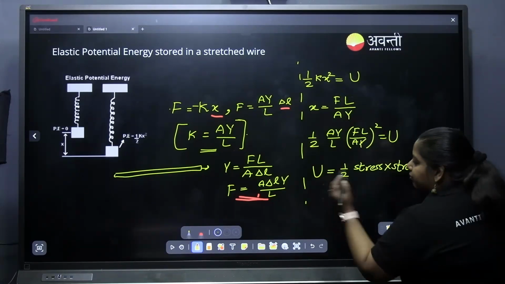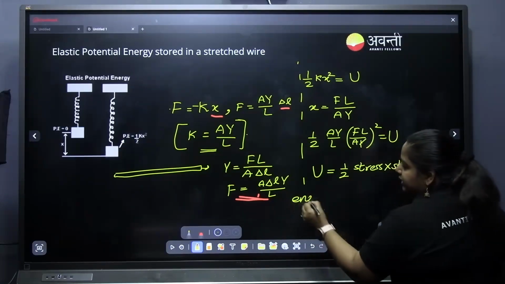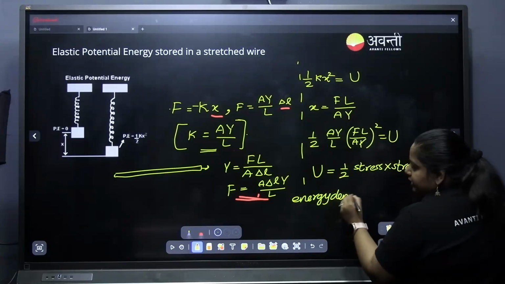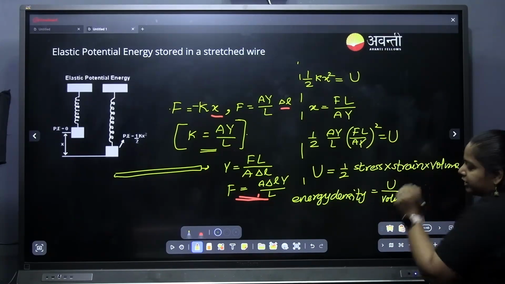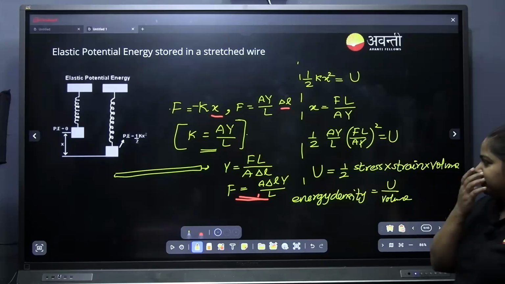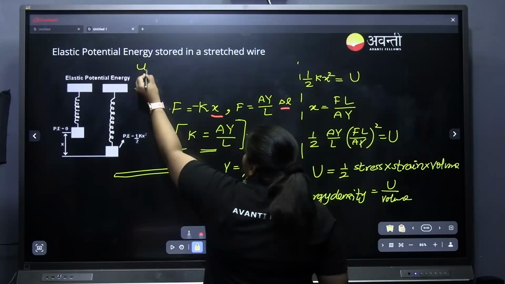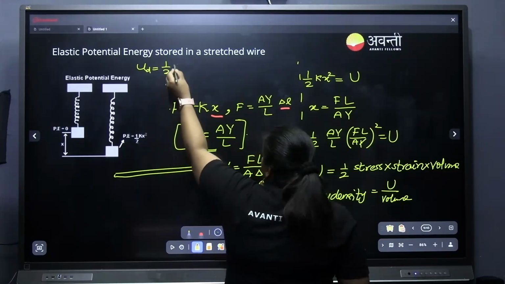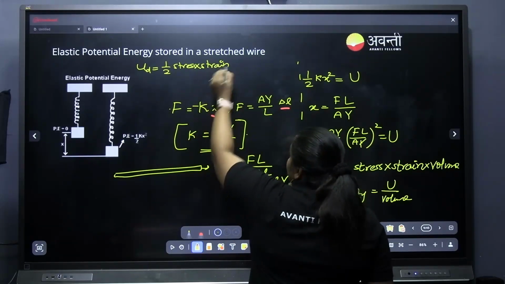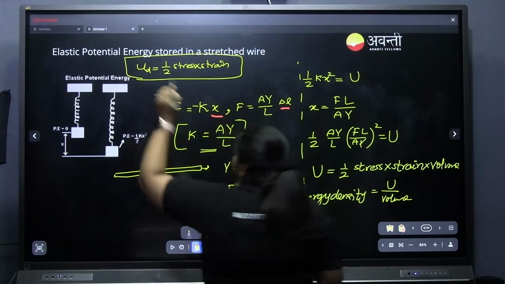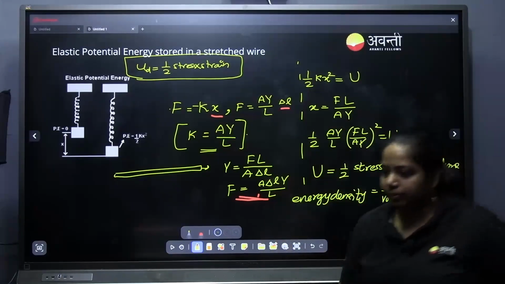But you will get some extra quantity called energy density. Energy density is nothing but U by volume. Potential energy by volume is energy density. So what will be that formula? Energy density we will write as small u d. This you will get as half into stress into strain. This is the formula you should remember. Energy density equal to half into stress into strain.